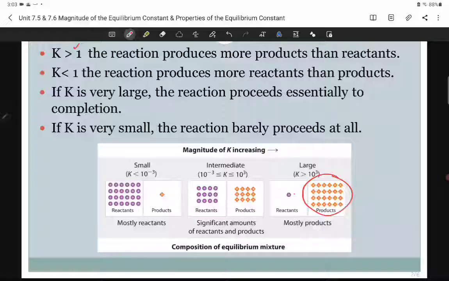products formed. And then you have all this in-between area. And again, these numbers are arbitrary, 10 to the negative third to 10 to the third. But in this, you have what I think most people consider a true equilibrium system, where you're going to have lots of reactants and lots of products in the beaker at the same time.